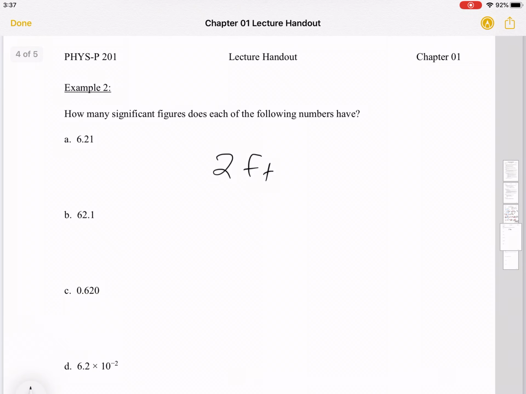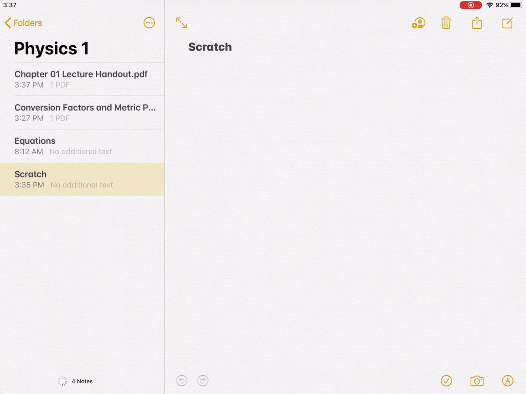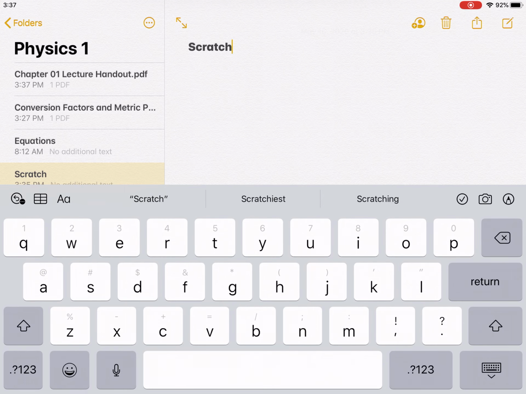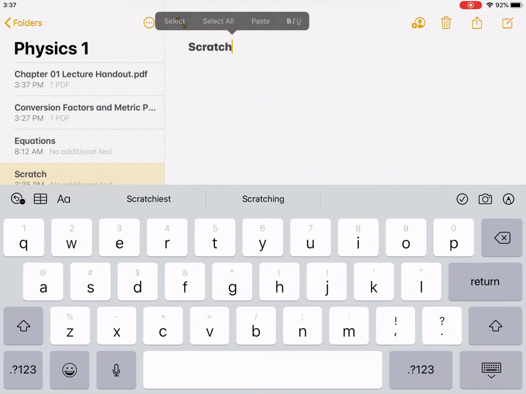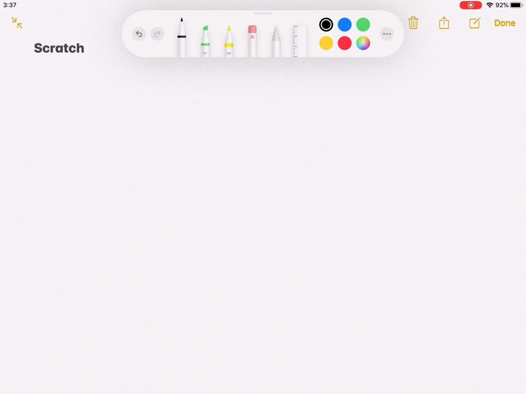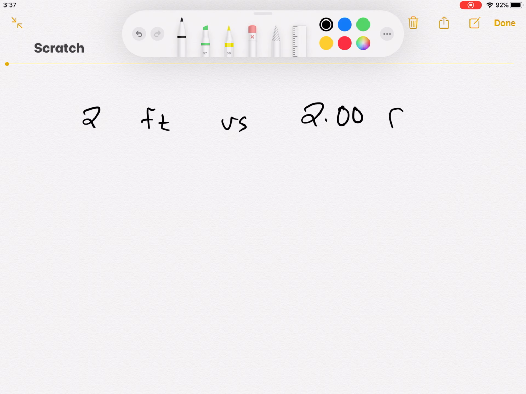Actually, let's go back to, I've got some scratch paper over here. Nope. Almost. Okay. Thank you for your patience. Okay, so we're saying 2 feet versus 2.00 feet. Do you see the difference?